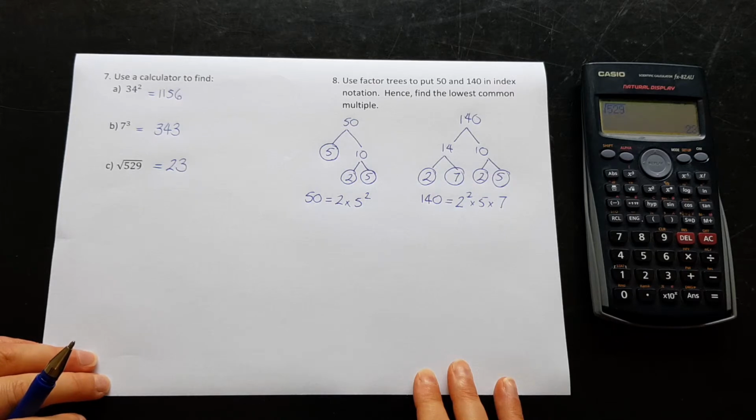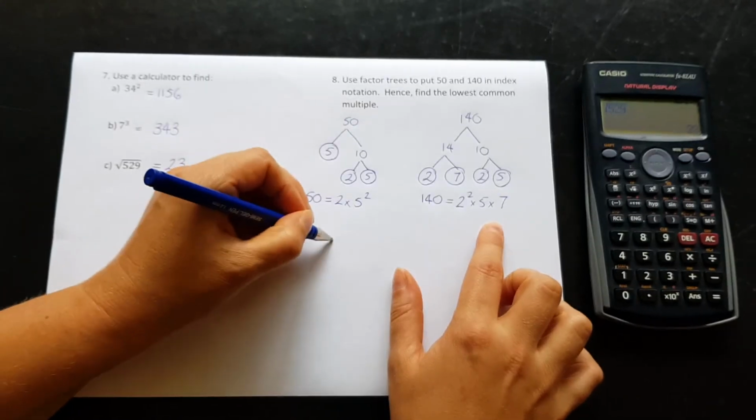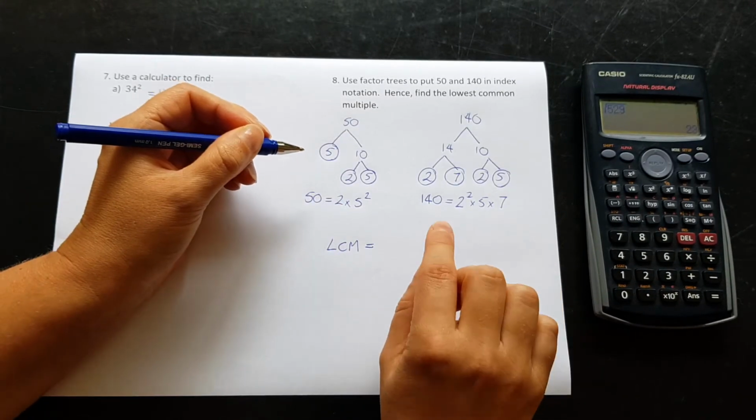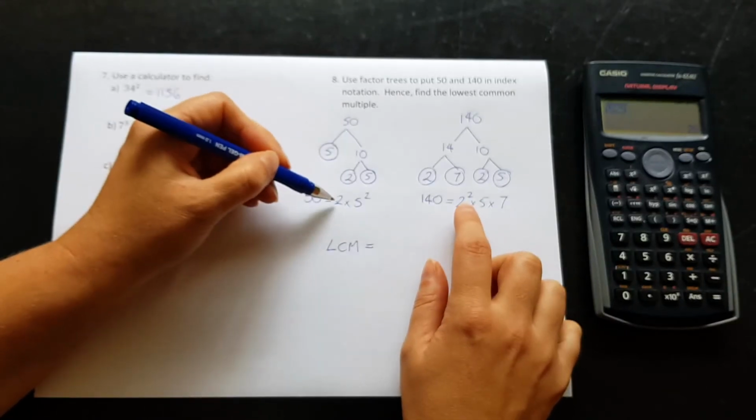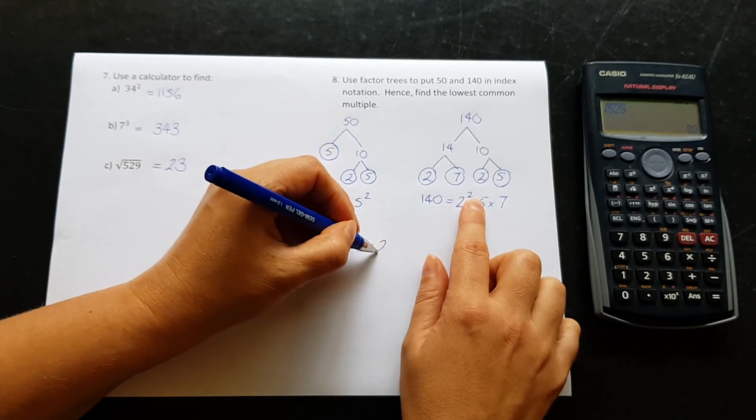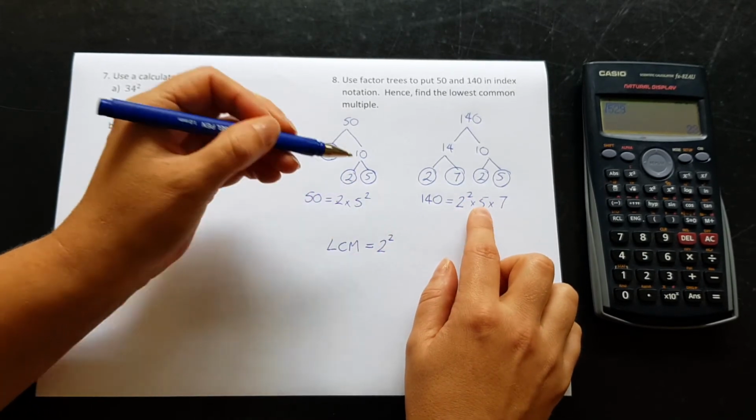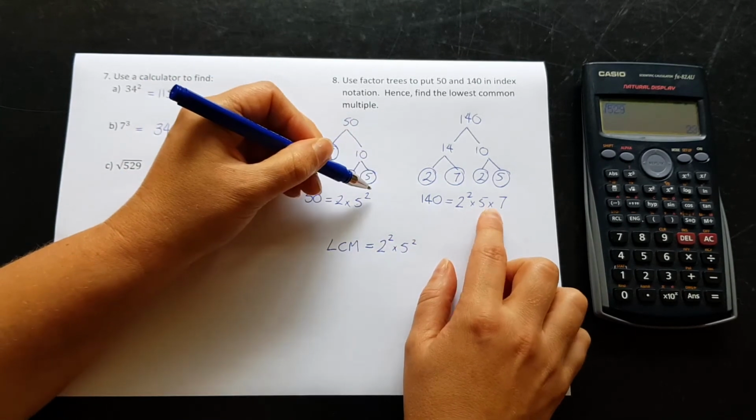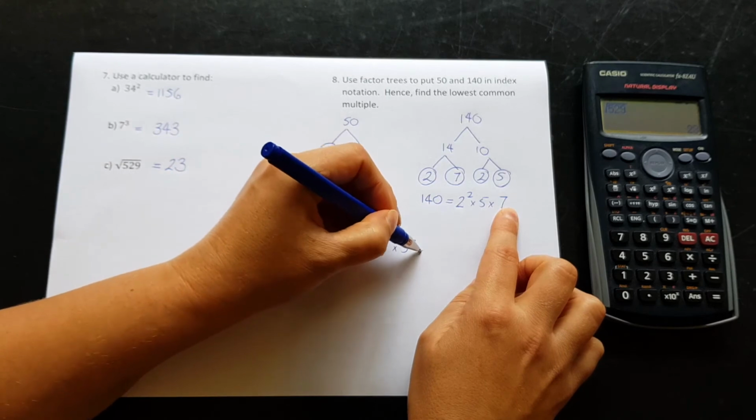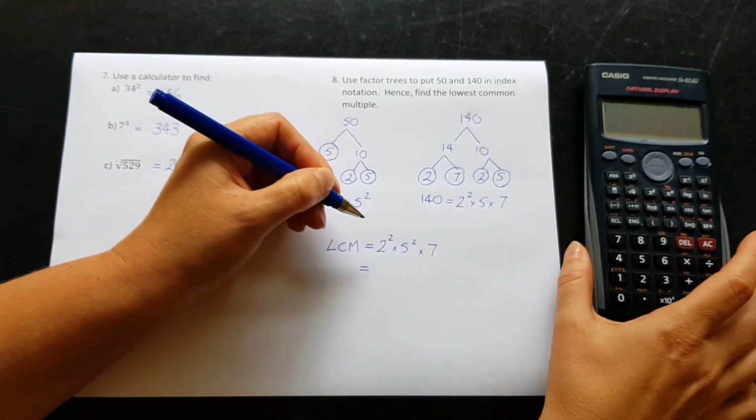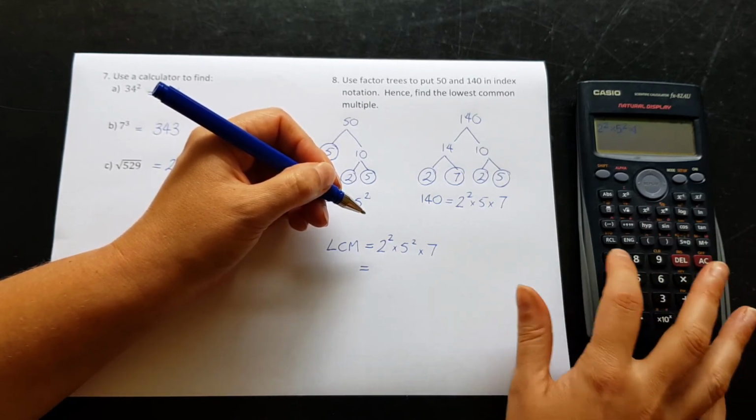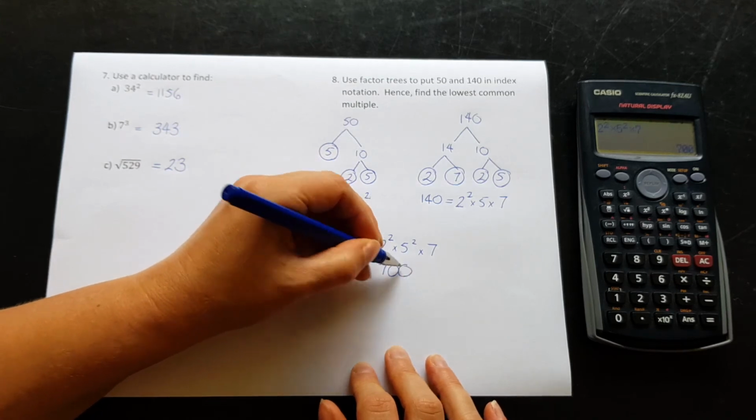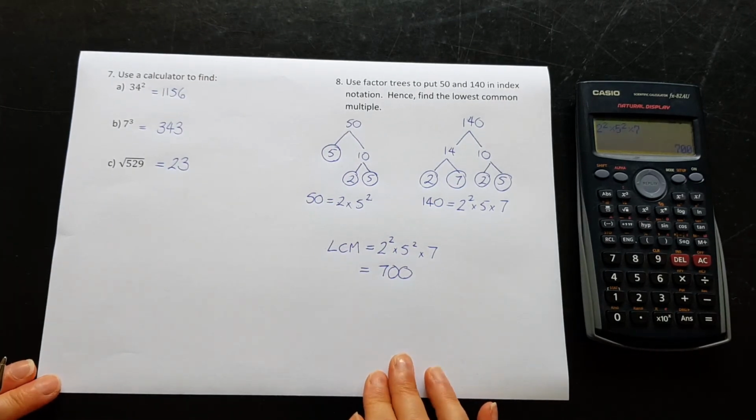Now to find the lowest common multiple, we look at our prime factors. Our lowest common multiple is going to be the highest powered factor from each one. So 2 or 2 squared? 2 squared is bigger, so let's do that one. 5 squared or 5? 5 squared is bigger, so we do that one. And this one doesn't even have a 7, so the 7 is going to be included. If we multiply those together, we get our lowest common multiple, which is 700. That's the end of our little revision lesson today.